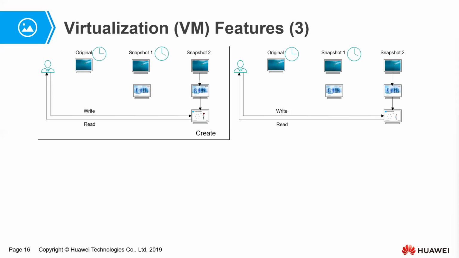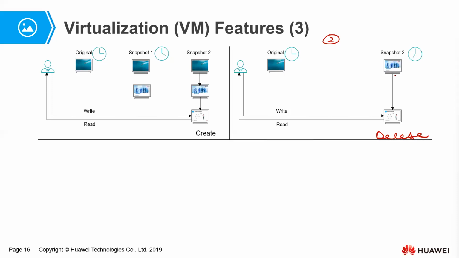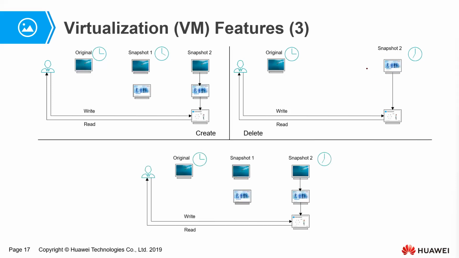The second way: we have created snapshot one and snapshot two. We can go ahead and say, this snapshot is just wasting our storage resources. We don't need it anymore. We can go ahead and delete it. So we can also delete snapshots. That is another thing we can do with a snapshot. Once you delete the snapshot, we are going to be reading and writing data. And this is what we are calling deleting a snapshot. So we only have two snapshots left there.